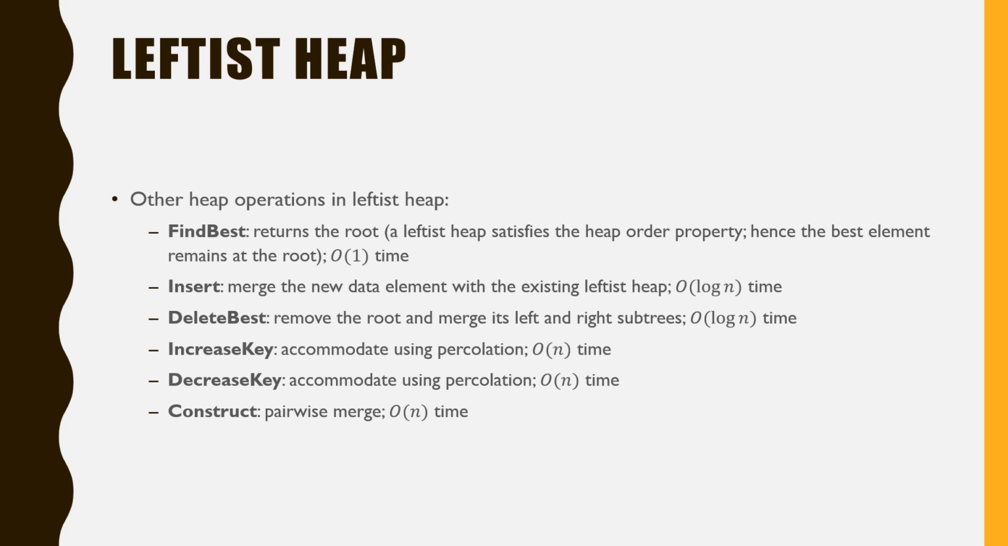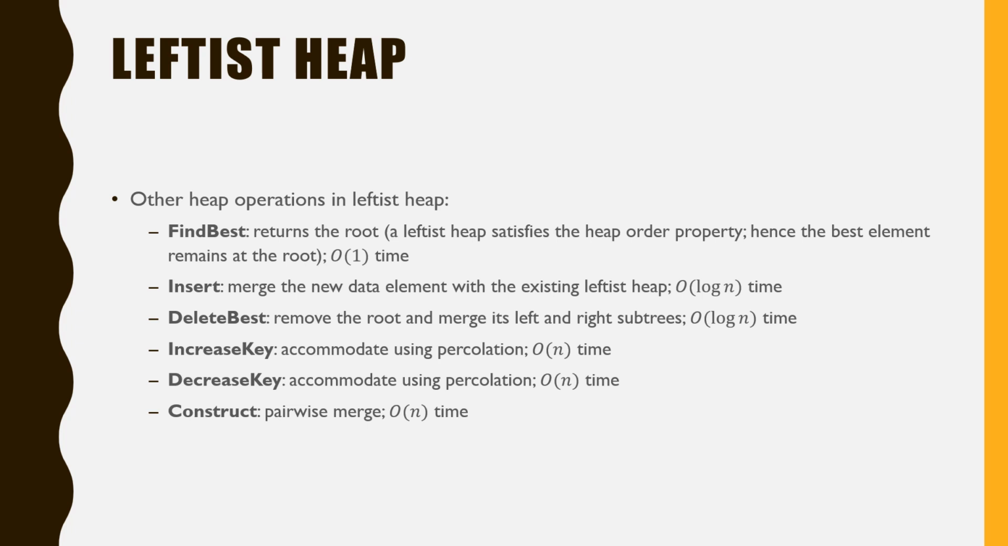Since leftist heaps maintain the heap order property, node value changes caused by increase key and decrease key can also be accommodated using percolation. However, unlike a balanced binary heap, a leftist heap can be highly unbalanced. It means that the height of a leftist heap can be O(n), as well as the percolation path. As a result, both increase key and decrease key have a worst-case time complexity of O(n).